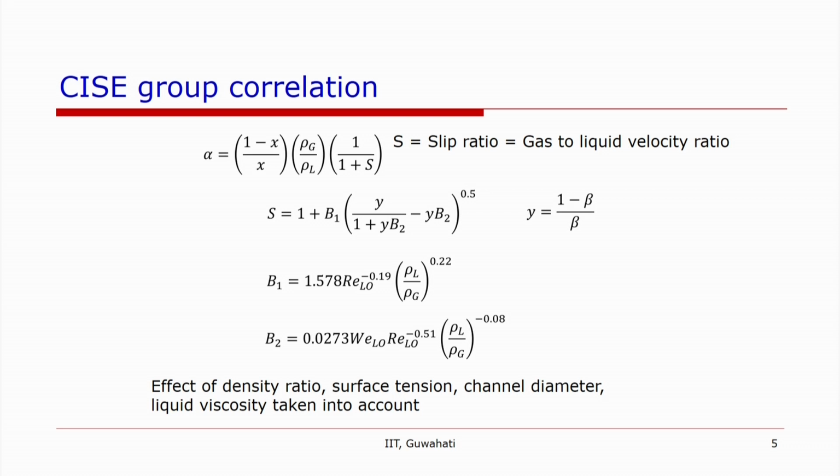Now then they have 1 over 1 plus s, where s is slip ratio, which is the ratio of the gas and liquid velocities. So, most of the equations that we see here are to model this slip ratio between the two phases. So, S is equal to 1 plus B1, we have two constants here, B1 and B2, and Y is nothing but it has been defined as 1 minus beta over beta, where beta is the homogeneous volume fraction or homogeneous void fraction.